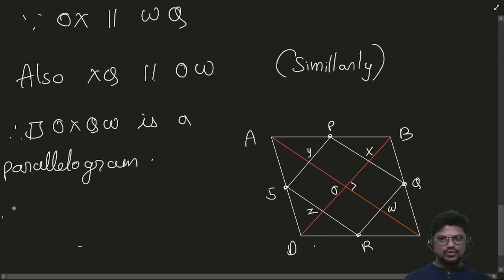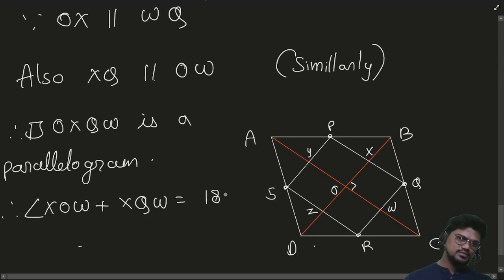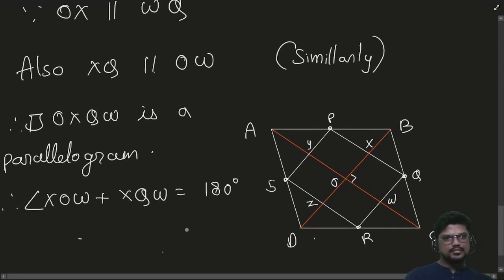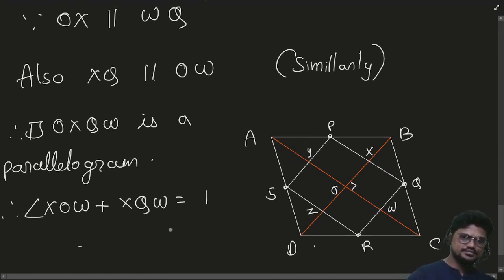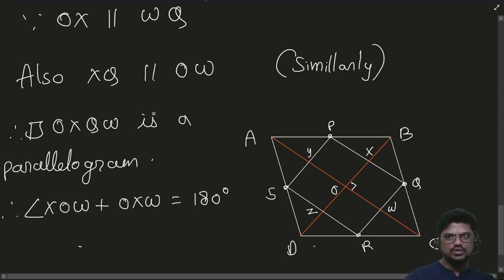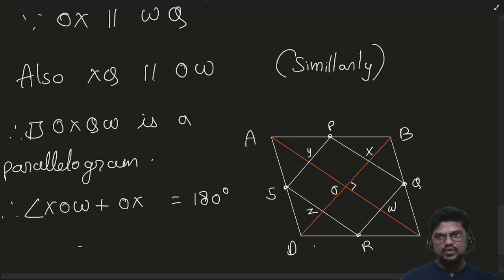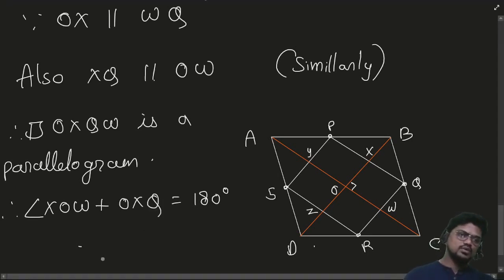Right? Therefore, angle XOW plus XQW will be equal to how much? 180 degree. Sorry, not that. XOW plus OXW will be equal to 180 degree. Co-interior angles of a parallelogram. Sorry, OXQ, not OXW. It will be OXQ equal to 180 degree.